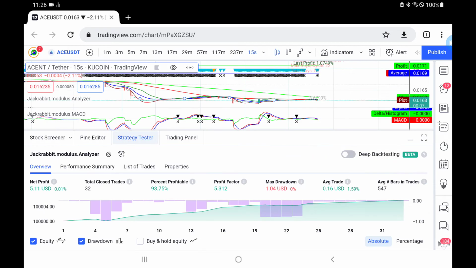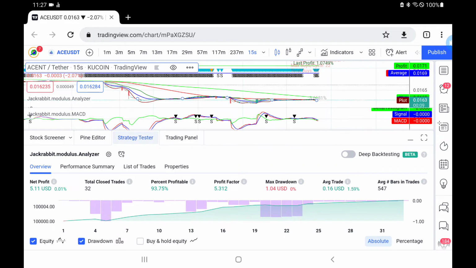Okay, let's see how it looks in the analyzer. 32 trades, $5 profit. According to TradingView, 32 trades. That is spectacular on this coin, especially considering we're only purchasing the asset at face value. We're not purchasing a large amount of this.